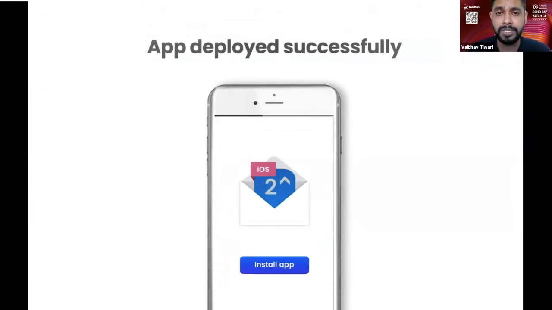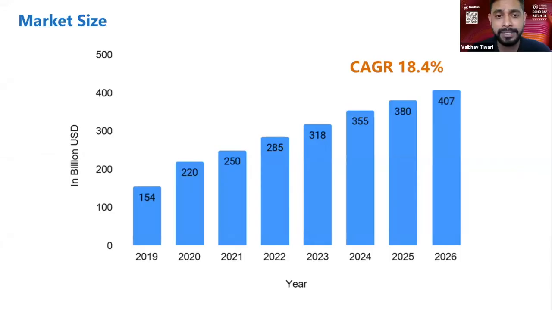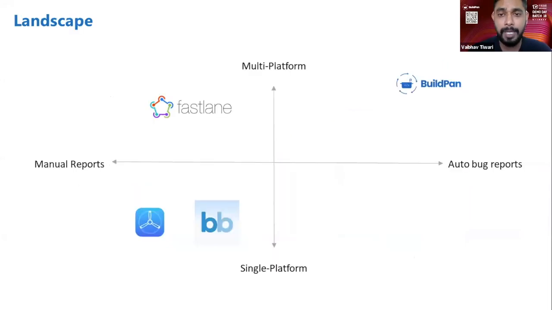BuildPan charges on the number of minutes consumed by users to create the application. The global market size for mobile app development is 220 billion and is expected to reach 407 billion by 2026, a CAGR of 18.4%. BuildPan stands apart because we provide our customers the ability to create applications on both Google Android and Apple iOS, along with providing them auto bug reports, auto app deployment, and auto app integrations.